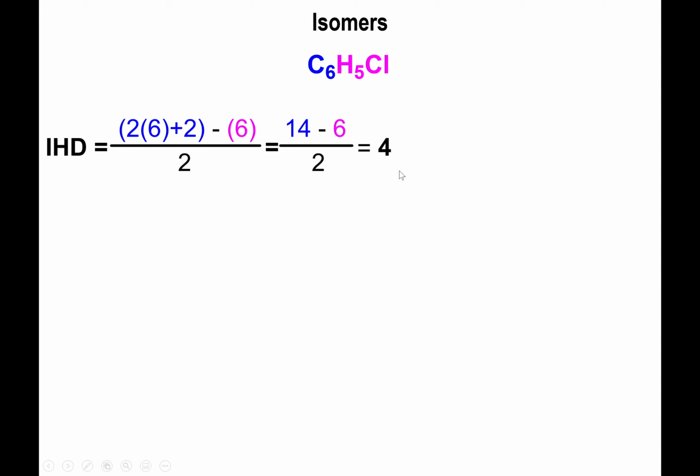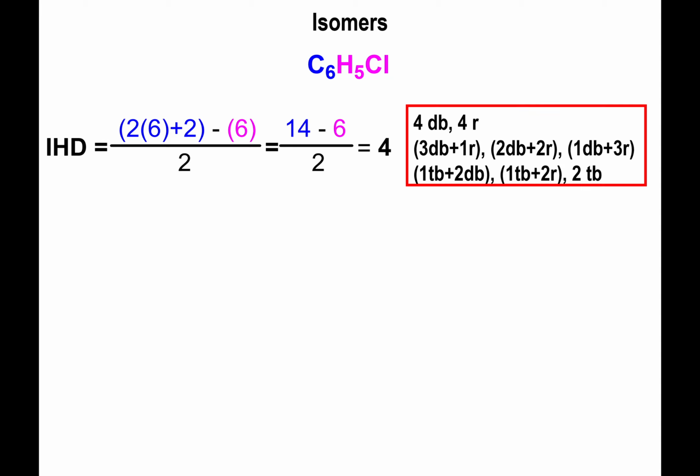All right, so what this is telling us is that there's a number of possibilities that we can go with. In fact, there's a lot. We have 4 double bonds that could give us a value of 4 for the IHD. We could have 4 rings. We could have 3 double bonds plus 1 ring. We could have 2 double bonds plus 2 rings, or we could have 1 double bond and 3 rings.